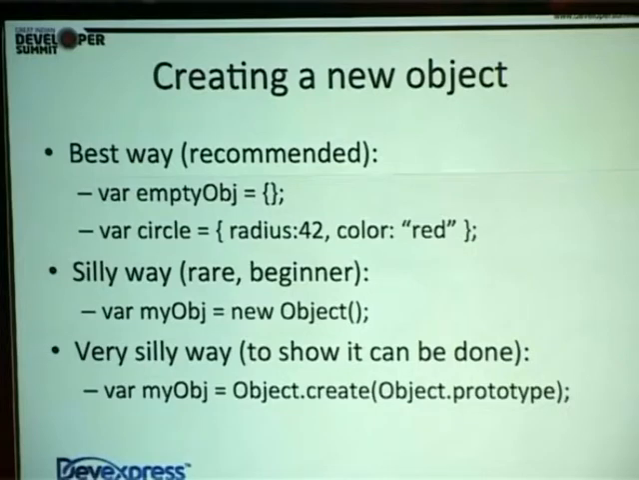And those of you who know JSON, the data interchange format, JSON is based upon JavaScript's object literal syntax. So you have open brace, name of property, colon, value of property, comma, and continue that until the last one, and then close brace. A silly way, you see this sometimes in code, it's bizarre, is to use new Object. Nobody does that who's really a JavaScript programmer. And the extremely silly way is that one at the end, which basically creates a new object based upon the object prototype.